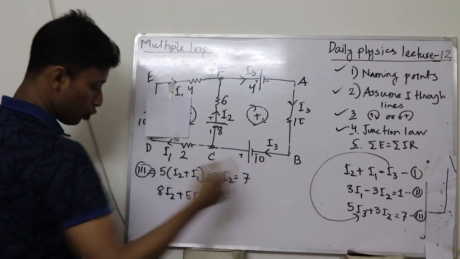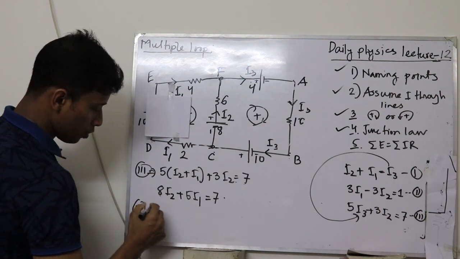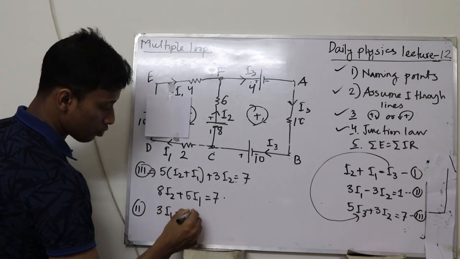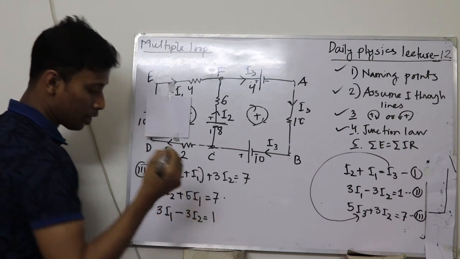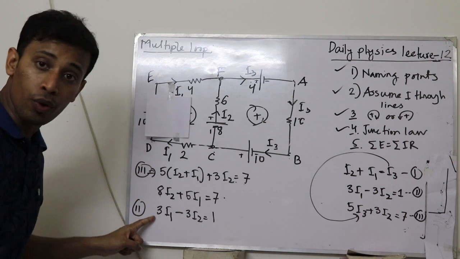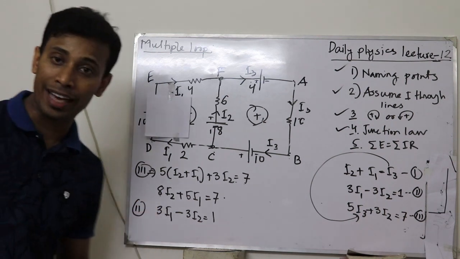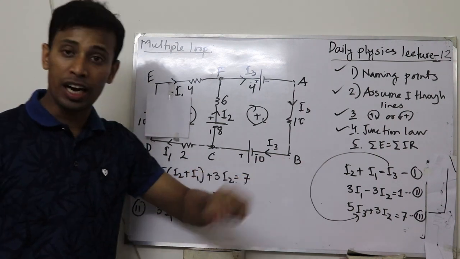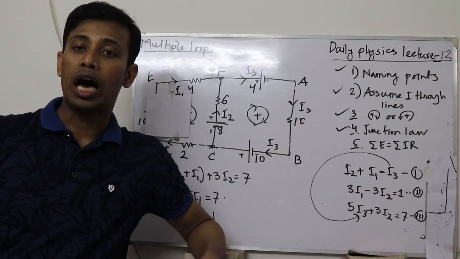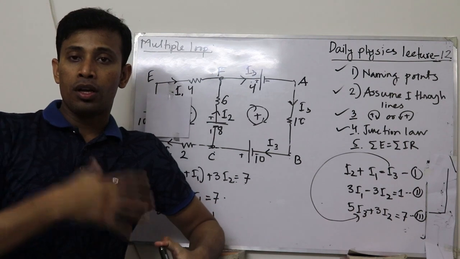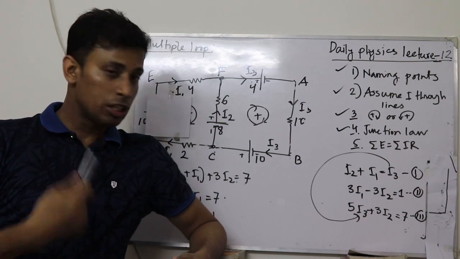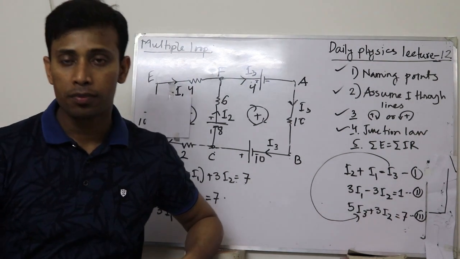And now if we consider equation 2, this is 3I1 minus 3I2 is equal to 1. So from these 2 equations you can get I1 and I2, and if you get I1 and I2, put them into equation 1, you will get I3. So in this way you can get I1, I2 and I3. So this was the end of today's problem.